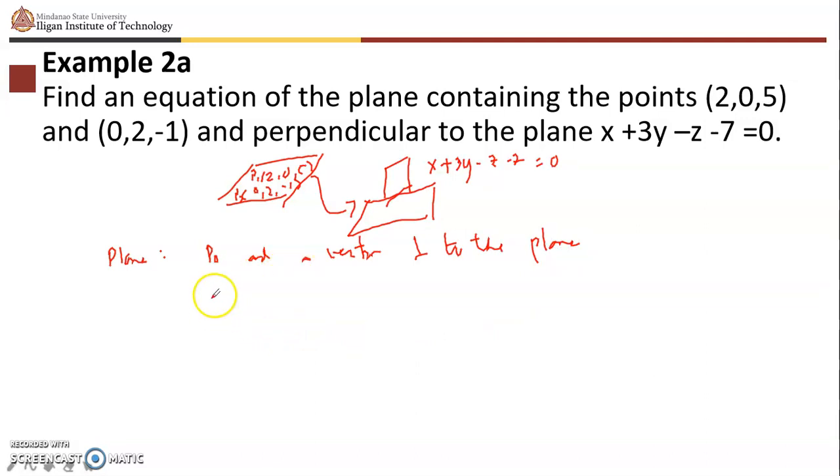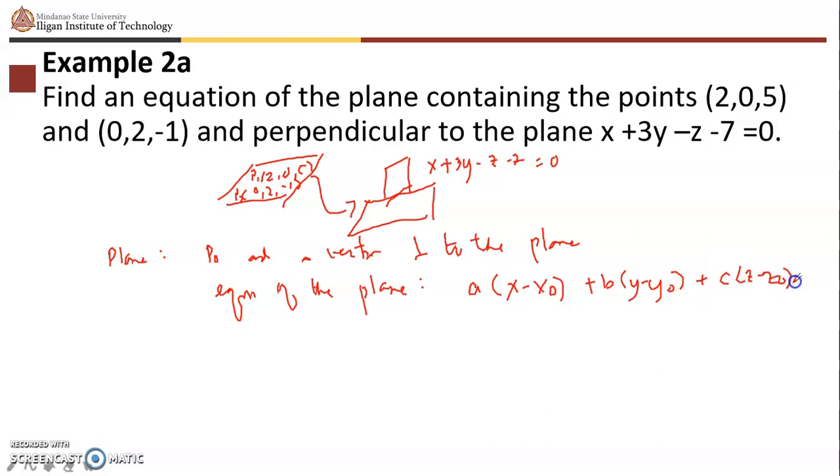And the equation of the plane is a times (x - x sub 0) plus b times (y - y sub 0) plus c times (z - z sub 0) equal to 0, where your P sub 0 contains x sub 0, y sub 0, z sub 0, and this vector, which is perpendicular, we call the normal vector, has direction numbers a, b, and c. So that's the equation of the plane that we're looking for.